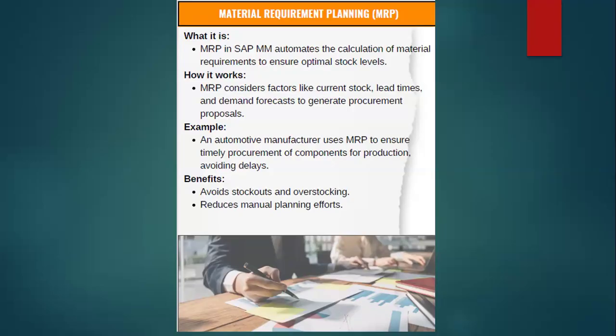So how does it work? MRP considers factors like current stock, lead times, and demand forecast to generate procurement proposals. For example, an automotive manufacturer uses MRP to ensure timely procurement of components for production so that he can avoid delays. What is the benefit of MRP? It avoids stockouts and overstocking, and it also reduces manual planning efforts.